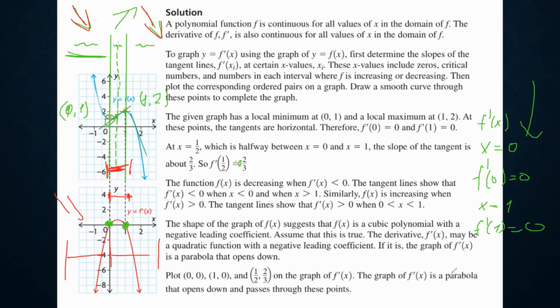And before you even plot the graph, take a look at what they're going to give us. You see that the derivative is negative here, and it's negative here, and it's positive here. Am I right? Yeah. So the shape of the graph of f of x suggests that f of x is a cubic polynomial with a negative leading coefficient. You can make such a statement based on knowledge about cubic forms or polynomial functions.